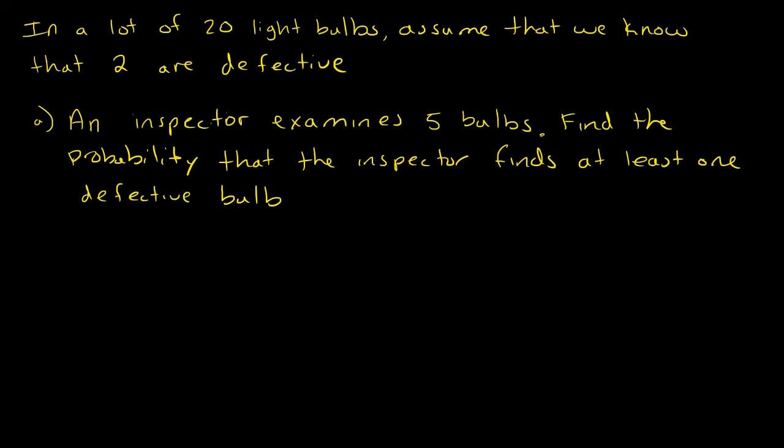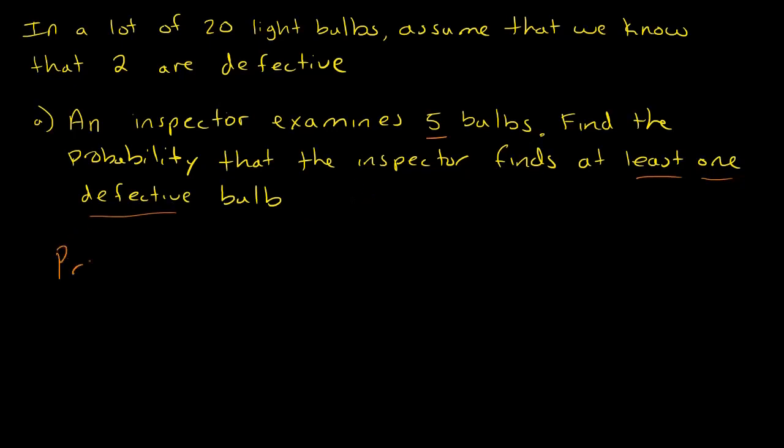All right, in this video, we're going to review an example where we're trying to find a defective light bulb, or at least one defective light bulb. So we're assuming that we know that in a lot of 20 bulbs, there are 2 that are defective. An inspector wants to examine 5 light bulbs, because examining all 20 maybe would take too long. So we want to find the probability that the inspector is going to find at least one that is defective. So in the lot of 20, he's going to pick out 5.